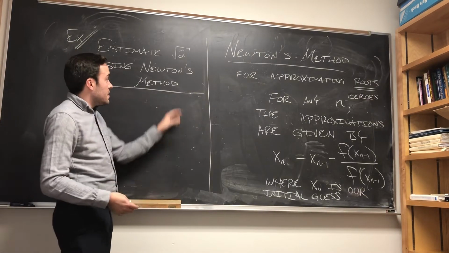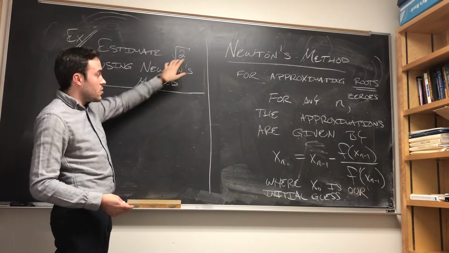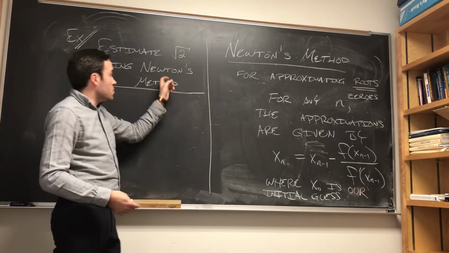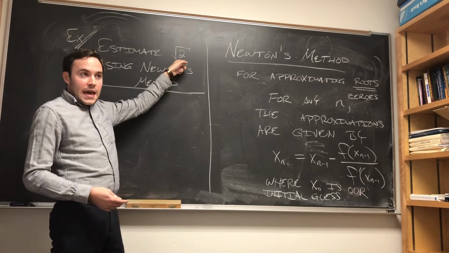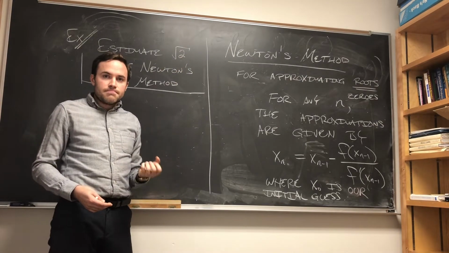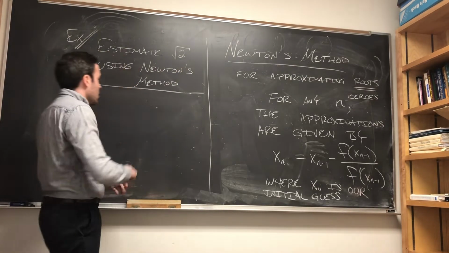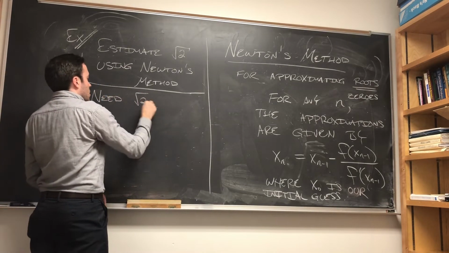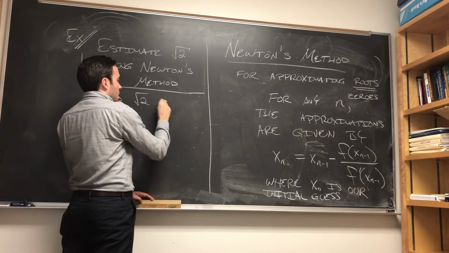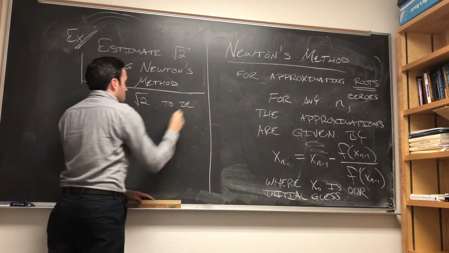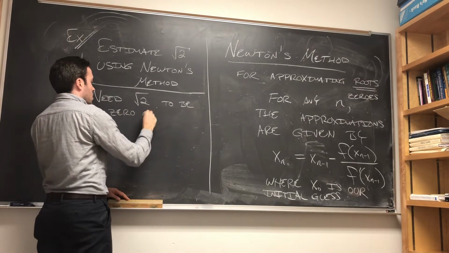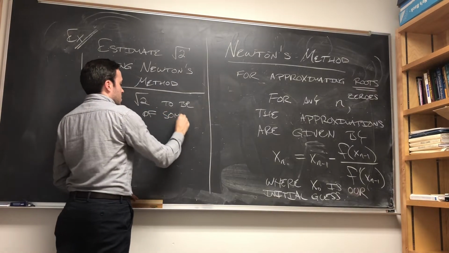So in order to apply Newton's method, which is for approximating zeros, we need to view the square root of 2 as the zero of some function. This is really the key step. So we need the square root of 2 to be a zero of some function.